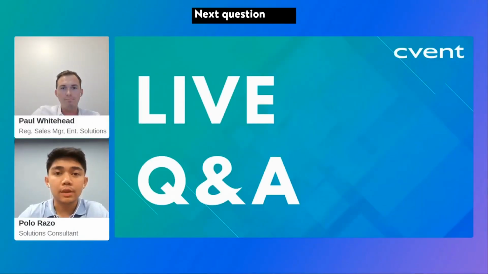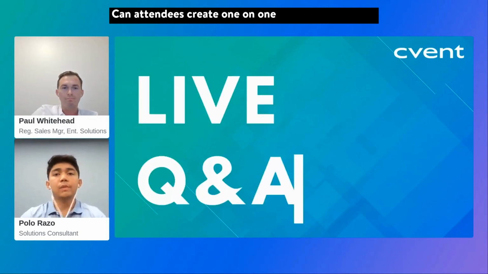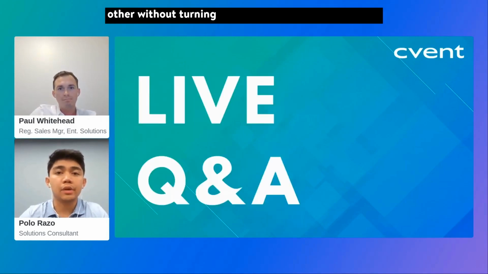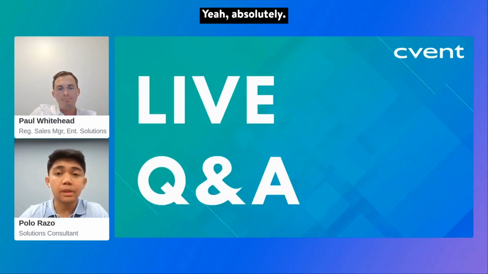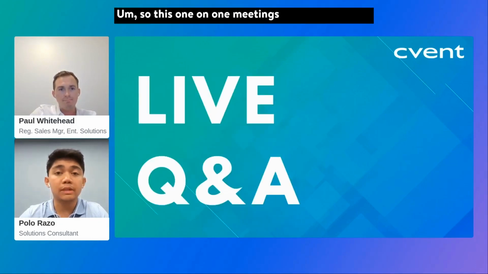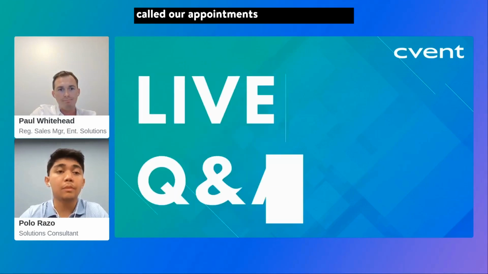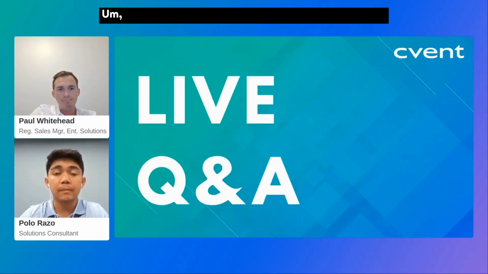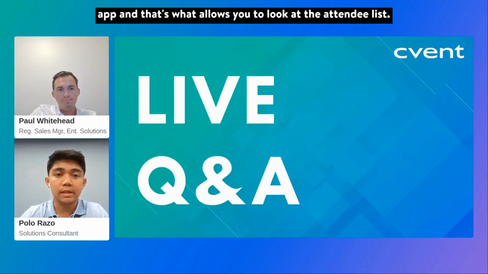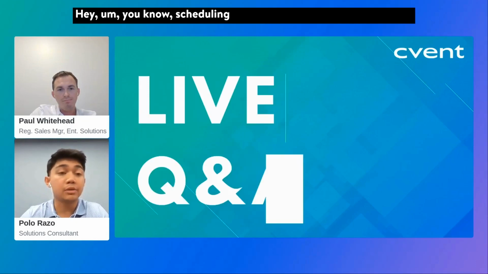Great. Next question here, can attendees create one-on-one meetings with each other without turning on that attendee matchmaking? Yeah, absolutely. So this one-on-one meetings feature is actually called our appointments premium solution. It is something that you can utilize within the events app, and that's what allows you to look at the attendee list. Hey, you know, schedule a meeting.